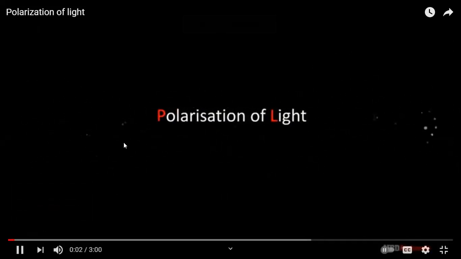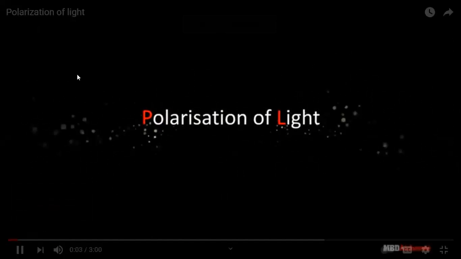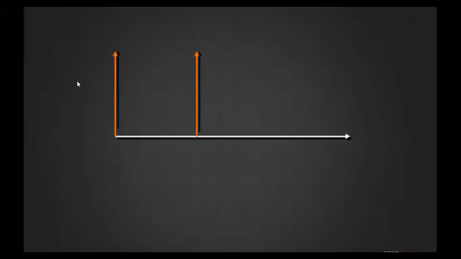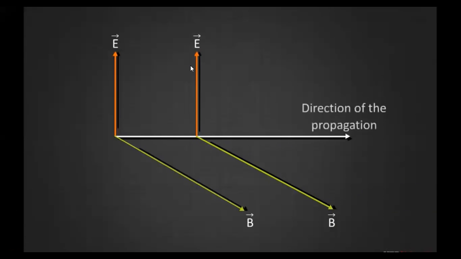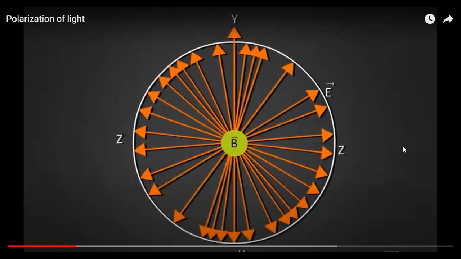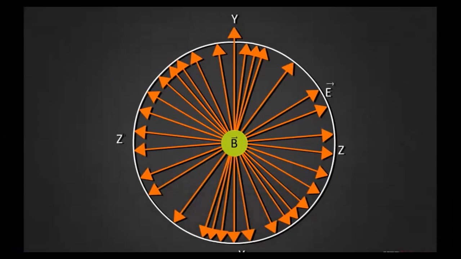Polarization of light. Light is an electromagnetic wave in which the time-varying electric field vector E, sometimes called the light vector, and magnetic field vector B are mutually perpendicular to each other, and also perpendicular to the direction of the propagation of light wave. The phenomenon in which the light electric vector variations or vibrations are confined to a particular direction in a plane is called polarization.